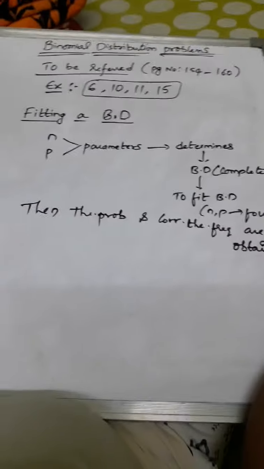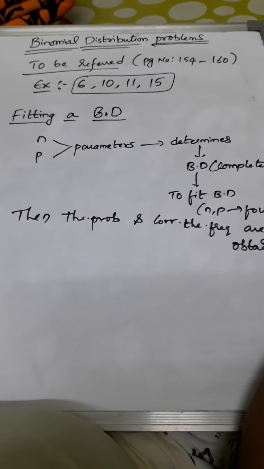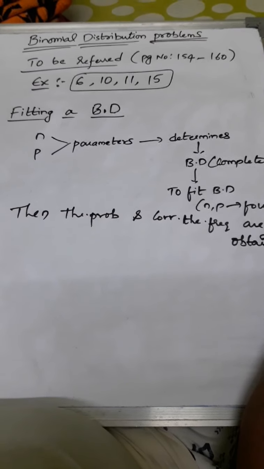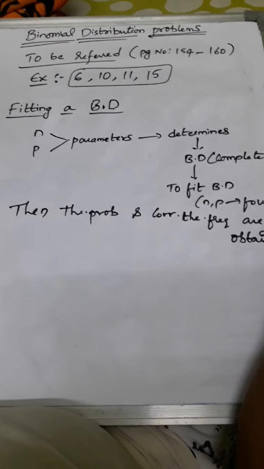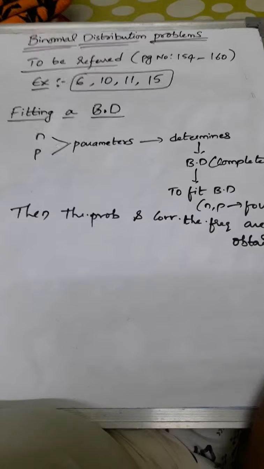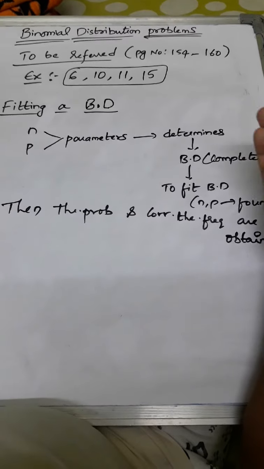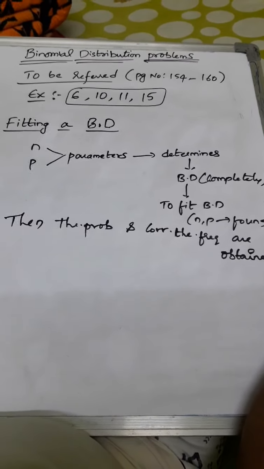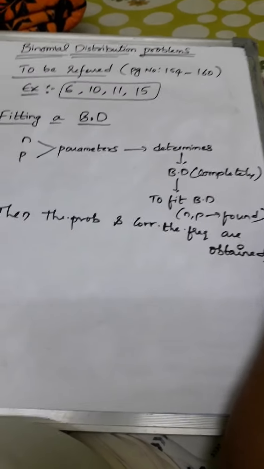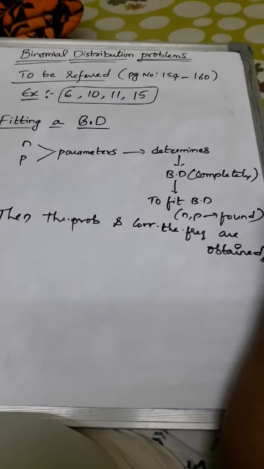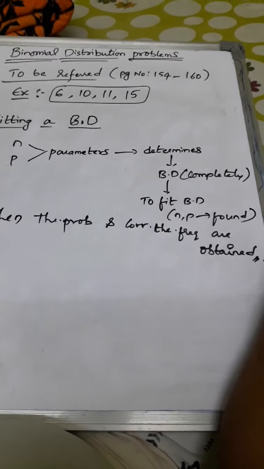Okay, so here comes the next concept, fitting a binomial distribution. As we all know, in a binomial distribution, n and p are the prerequisites. They are very essential and required parameters. These n and p parameters completely determine the binomial distribution. Hope you are following those problems. By using n and p only, we calculate the whole binomial distribution problem, whatever the question asked. Without n and p there is no binomial distribution.